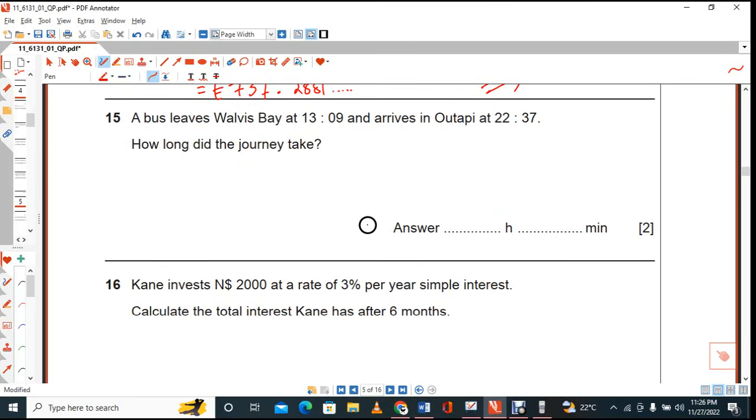So this question deals with duration. How long did the journey take? The bus leaves Russell's at 9 minutes past 1, arrives in Otapi at 22:37. Since both of them are given to you in digital time, you're supposed to subtract, right? So you subtract in order to find the duration.